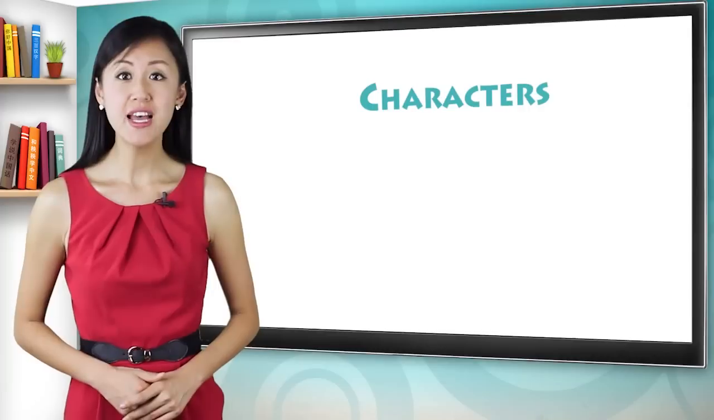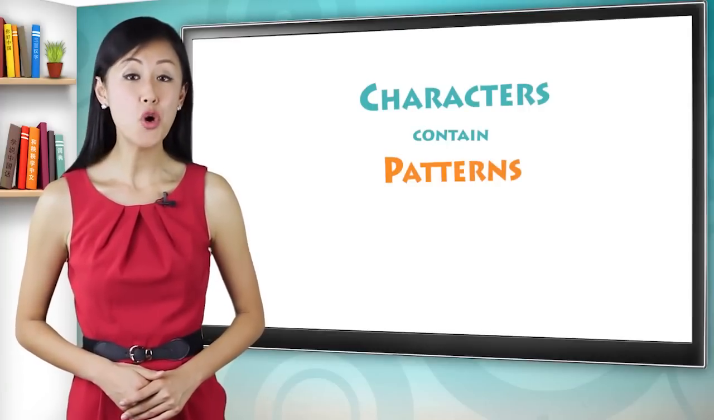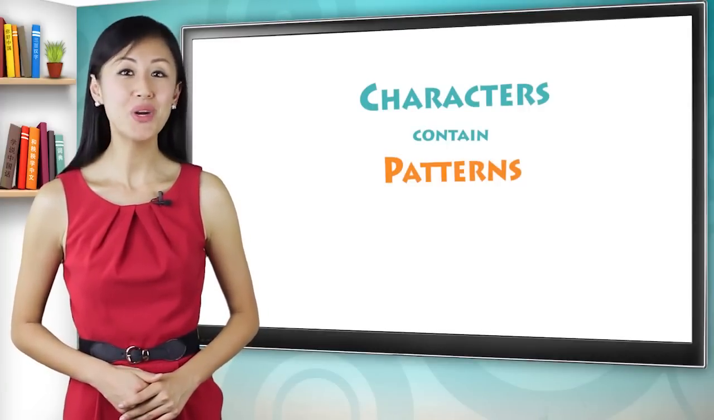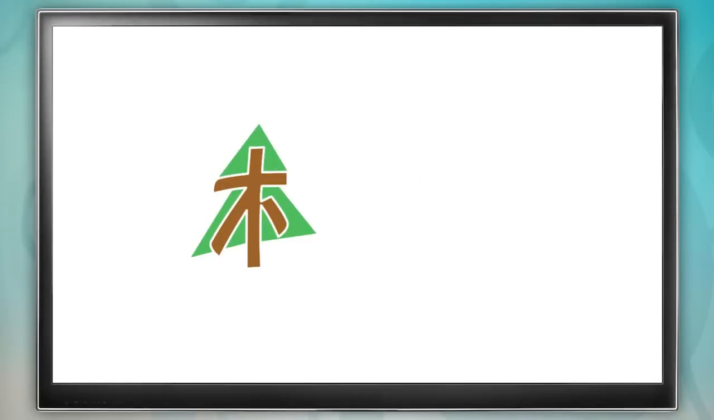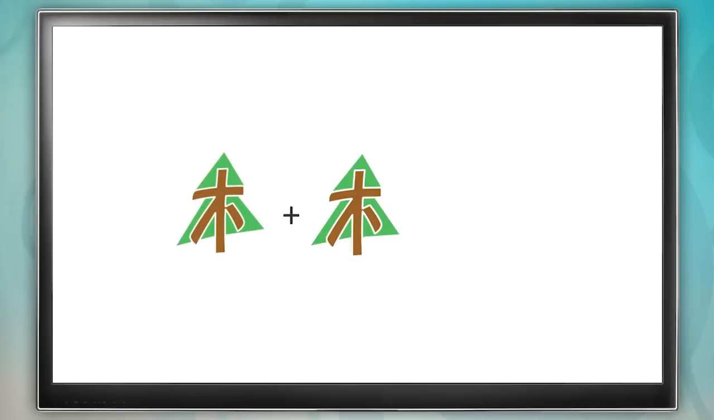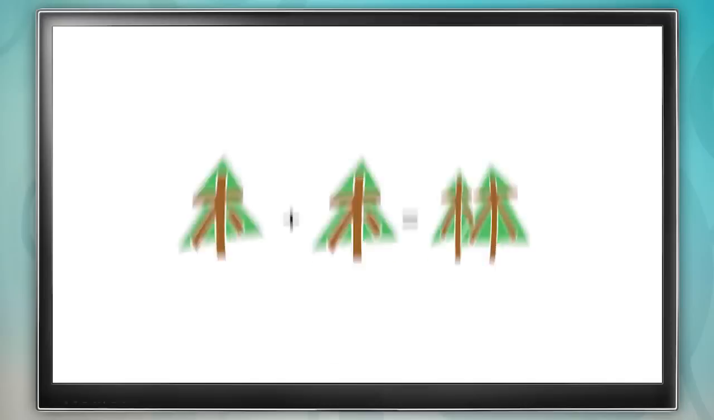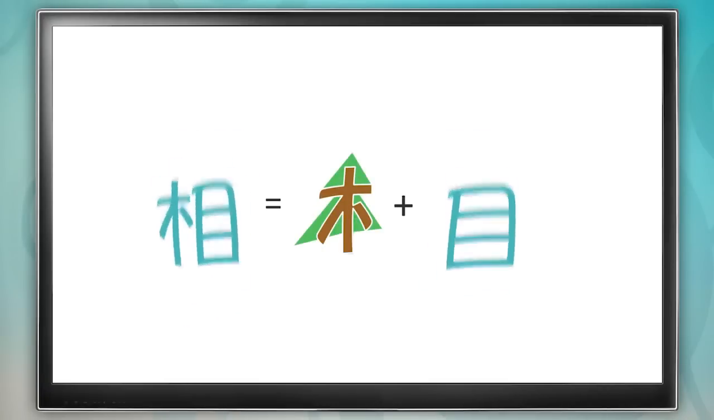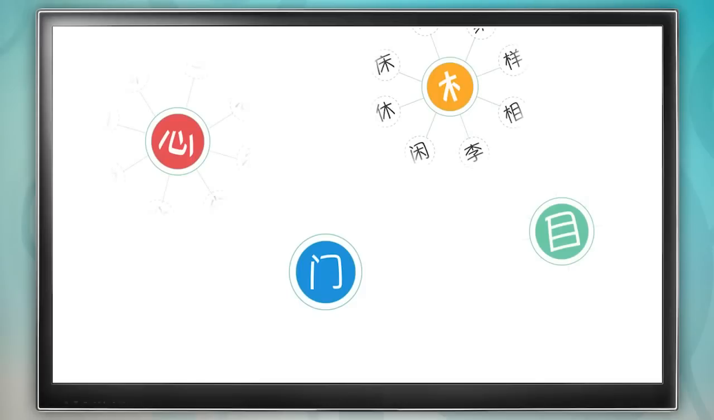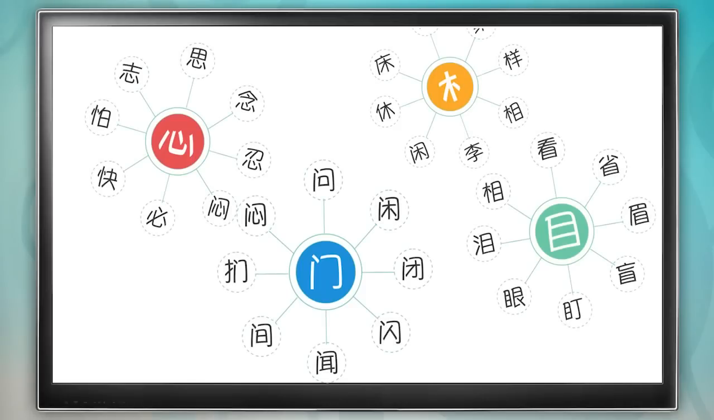That's because characters actually contain patterns that appear over and over. Let me show you what I mean by that. Each character can be broken down into components, and once you learn one component, you can combine this one with other components and form a new character. In other words, these components are like building blocks. The more you learn, the easier it gets, because many new characters will contain components that you already know. Once you learn a set of components, your ability at forming new characters will grow exponentially.